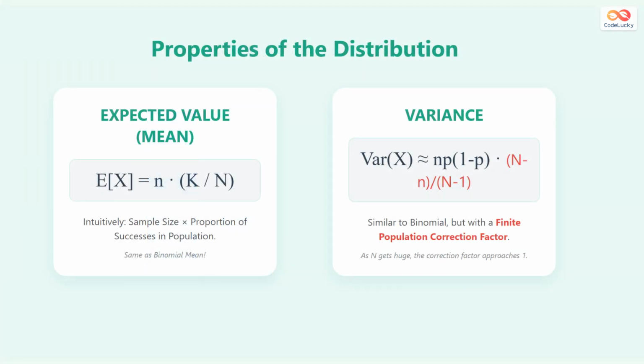For those doing advanced calculations, the expected value, or mean, is just the sample size times the proportion of successes in the population. The variance formula is similar to the binomial one, but it includes a finite population correction factor. This factor accounts for the shrinking population as you draw cards.